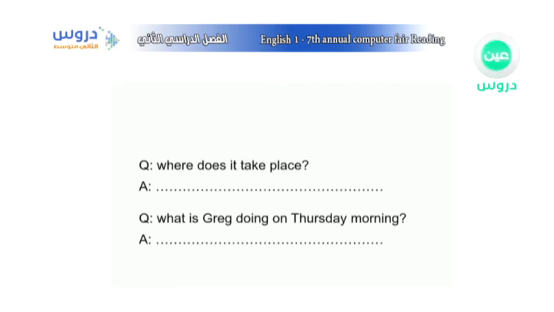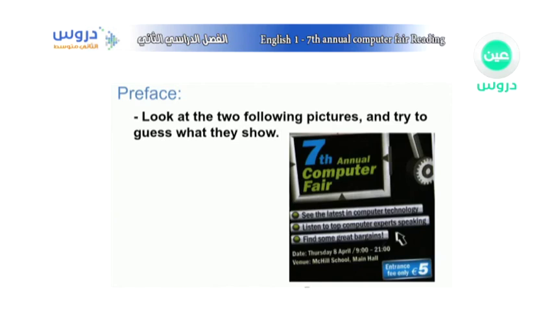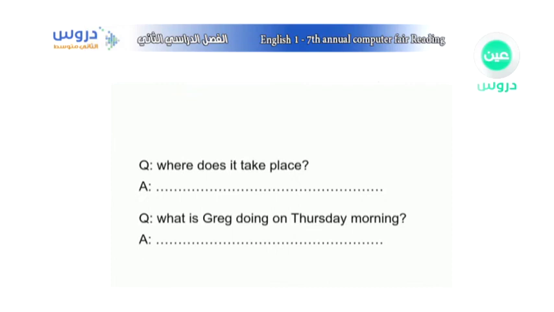Very good, Mr. Ahmed. Mac Hill School. Very good, Mr. Ali. At Mac Hill School, that's right. How did you know that, Mr. Ali and Mr. Ahmed? Look at this again. You see? Venue, Mac Hill School, Main Hall. Main Hall, that's right. Very good, mashallah. Great answer. Thank you very much.